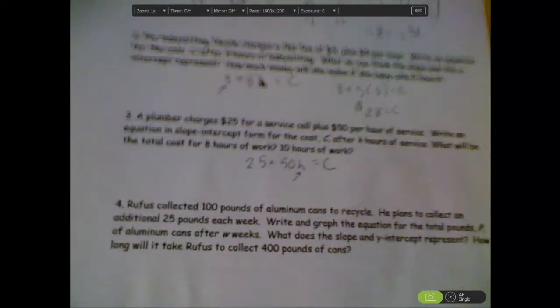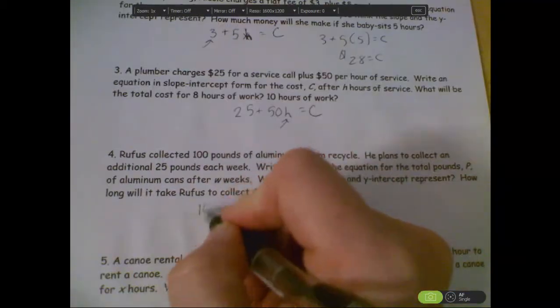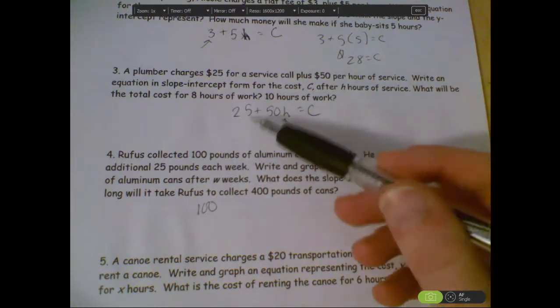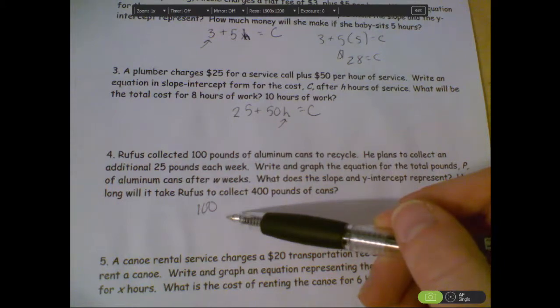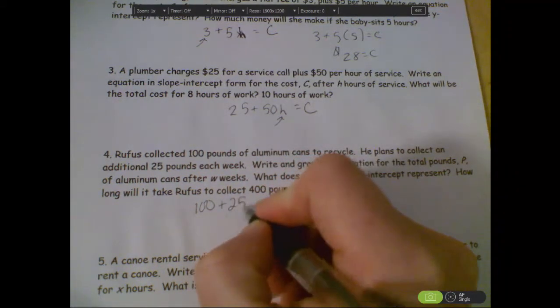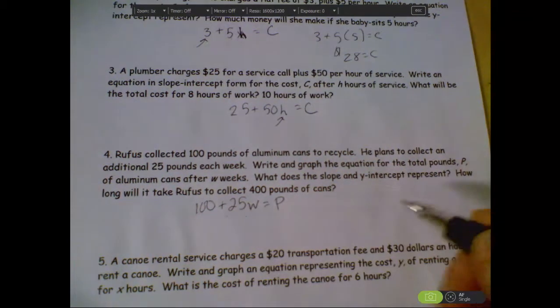Rufus collected 100 pounds of aluminum cans to recycle. He plans to collect an additional 25 pounds each week. So he starts off with 100. Again, it's either your starting amount or your flat rate. If you're talking about money, it's your flat rate. If you're talking about something else, it's your starting amount. He's going to collect 25 pounds per week for a total number of pounds.